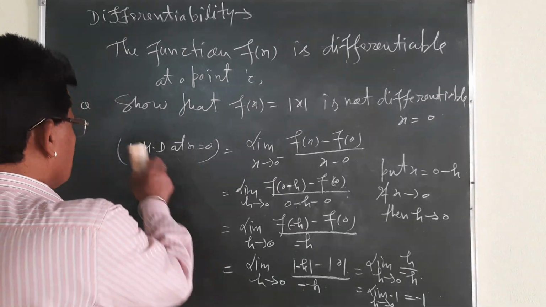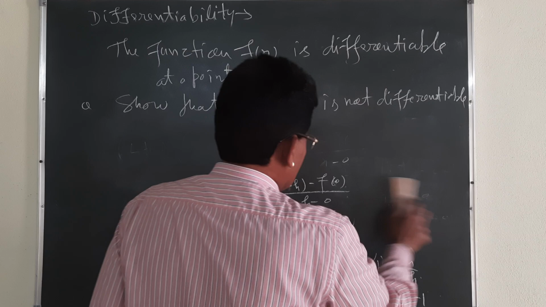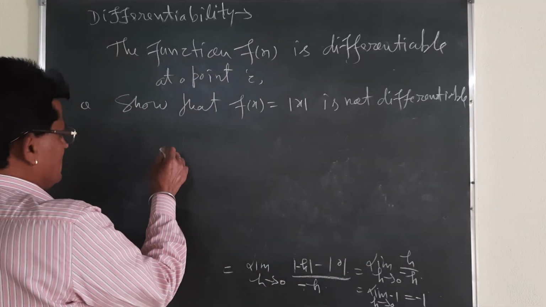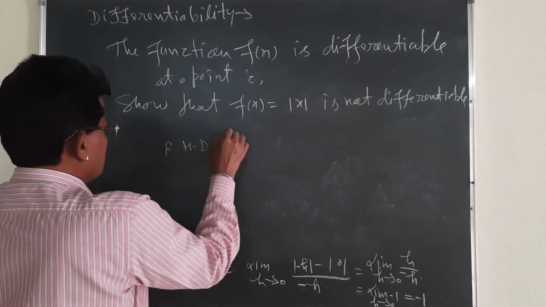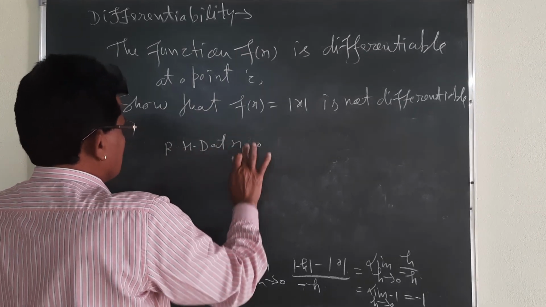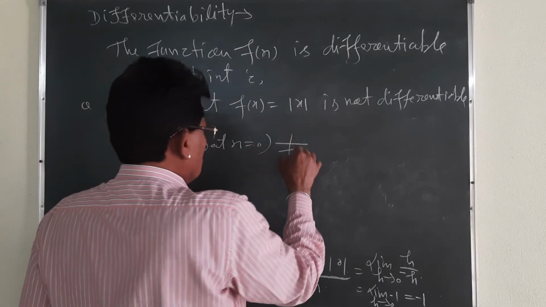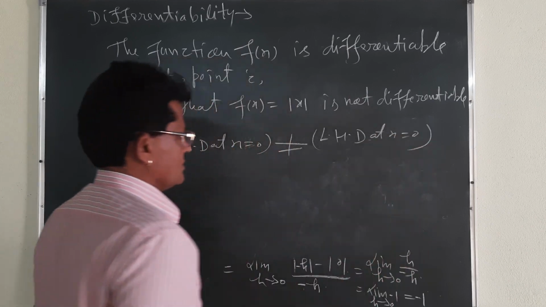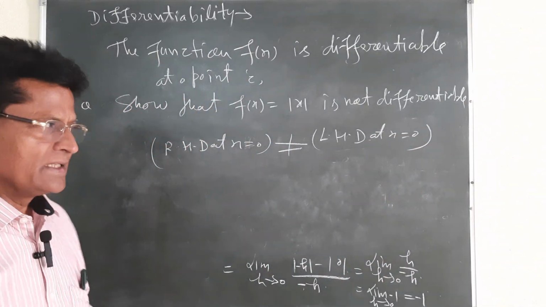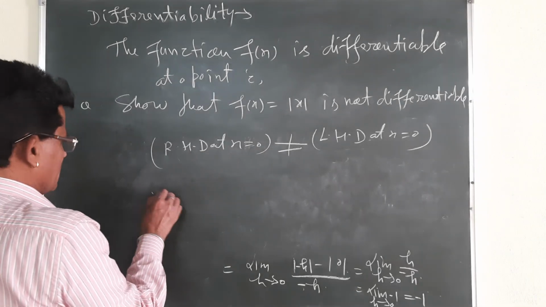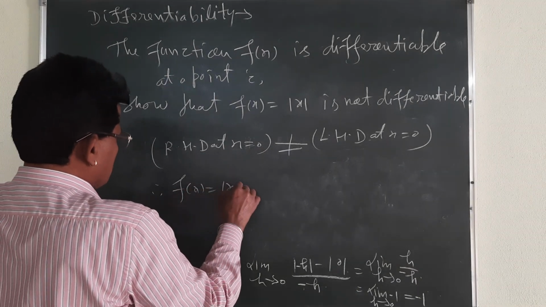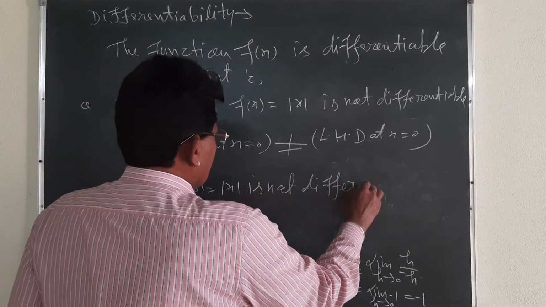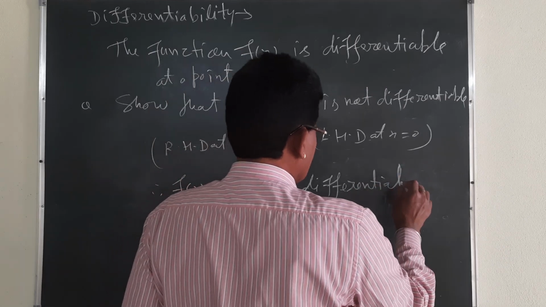You can write here now. What will be the answer for this question? I am going to write it, and one more similar question I will take just now. Dear student, the right hand derivative at x equals 0 does not equal the left hand derivative at x equals 0 for this function, absolute value of x. Therefore f(x) is not differentiable.